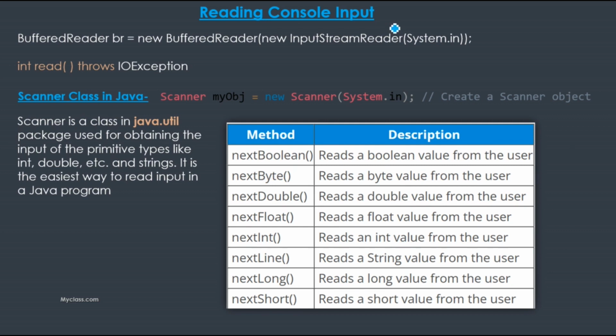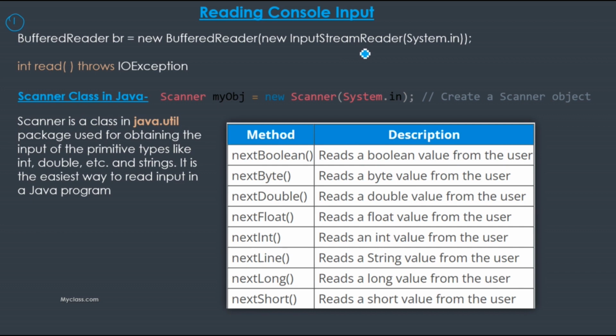Here I am going to explain two common ways to input the values. The first way is by using the BufferedReader character stream class. The syntax is BufferedReader br = new BufferedReader. Here we are passing an InputStreamReader object to our BufferedReader. So when we are creating this object, it is a parameterized constructor with one parameter, the InputStreamReader object.